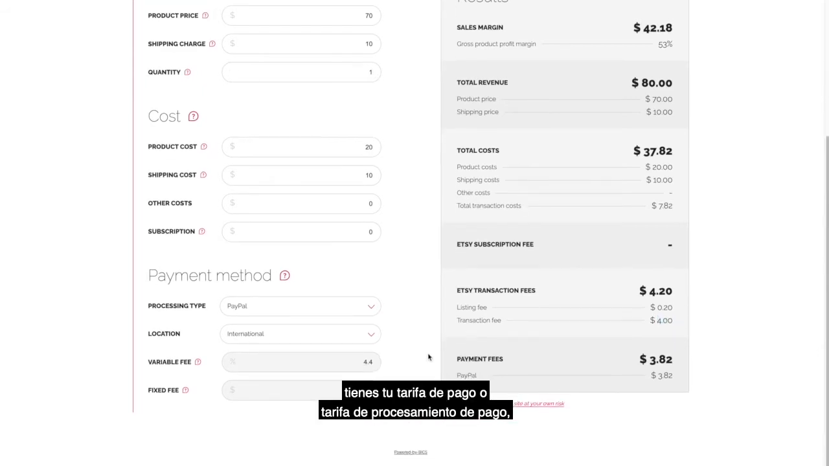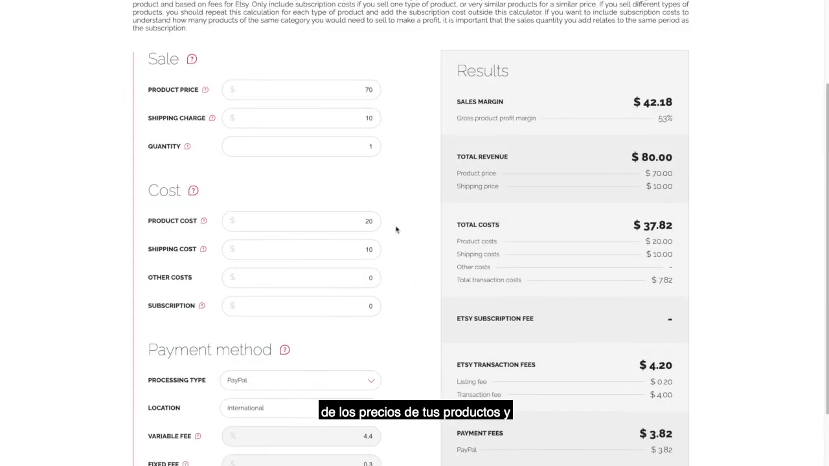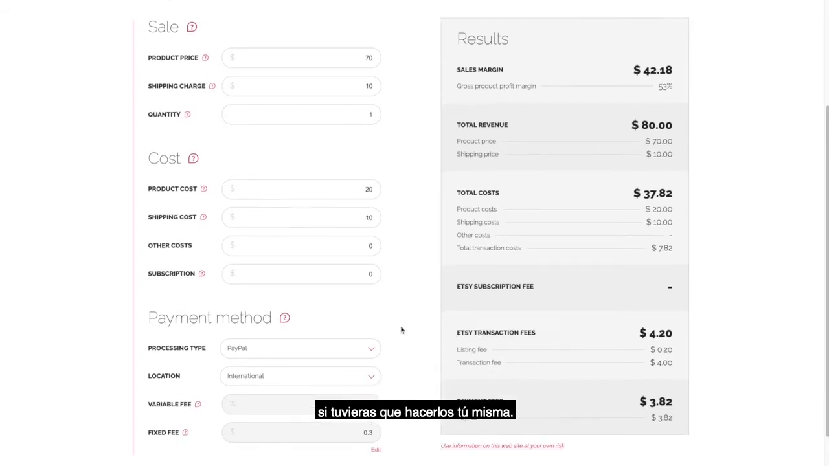And finally, you have your payment fee or your payment processing fee, which are PayPal fees in this case because we have chosen PayPal as the payment method. And so it amounts to $3.82. So this is how you can calculate really quickly what your fees would be depending on your product prices, your shipping charges, and this calculator actually does a lot more than that and also tells you what your gross product profit margin is, your revenue, your total cost. So it's a great tool to know about and to bookmark in your internet browser so that you can come to it and do those calculations a lot more quickly than if you had to do it yourself.